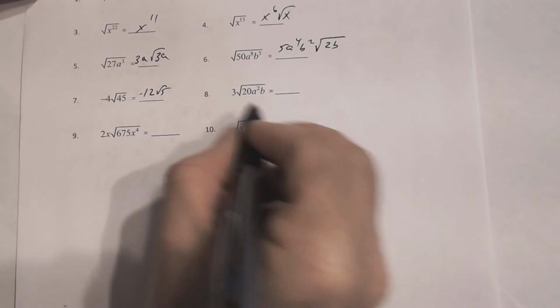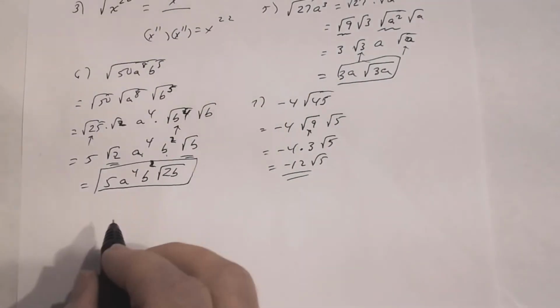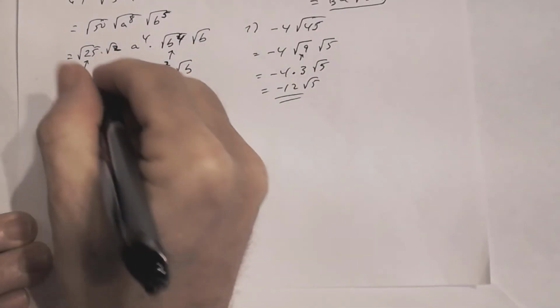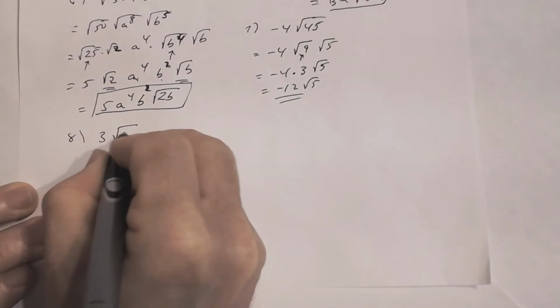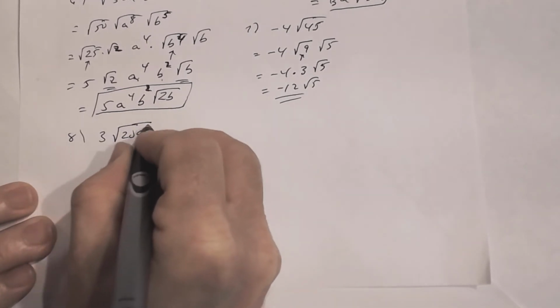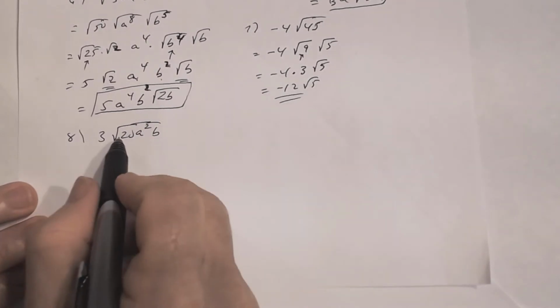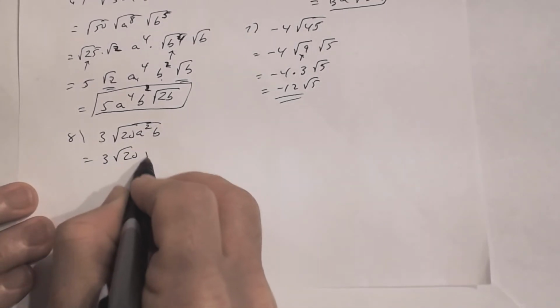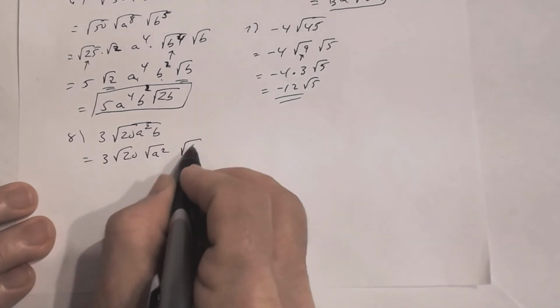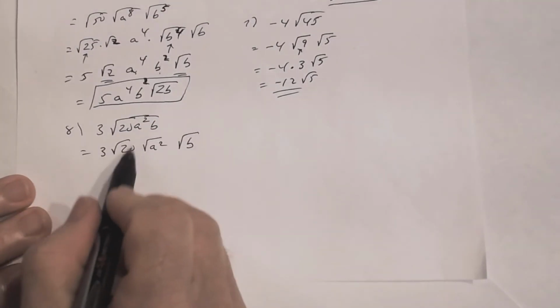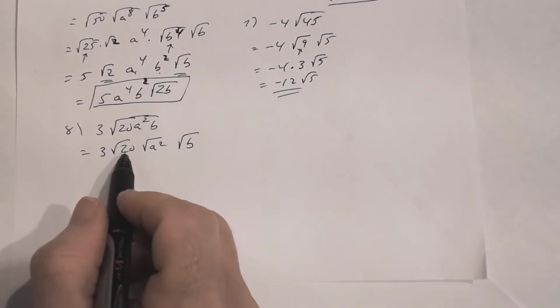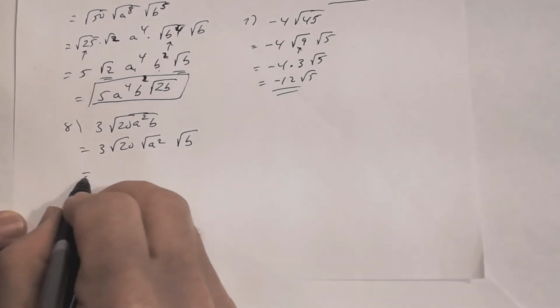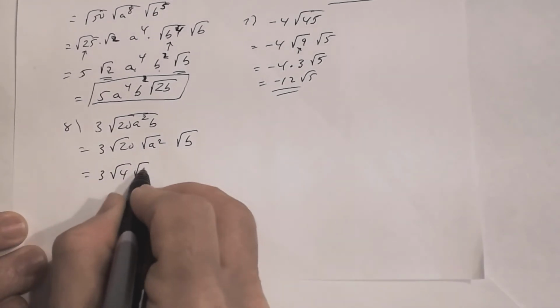All right, number 8, we have this. We have 3 times the square root of 20, a squared b. All right, so let's go ahead and use the product rule and rewrite this. So I'm going to rewrite this as 3 times the square root of 20 times the square root of a squared times the square root of b. All right, now what perfect square goes into 20? I can simplify that because 4 will go into 20 evenly. And so I get 3 times the square root of 4 times the square root of 5.